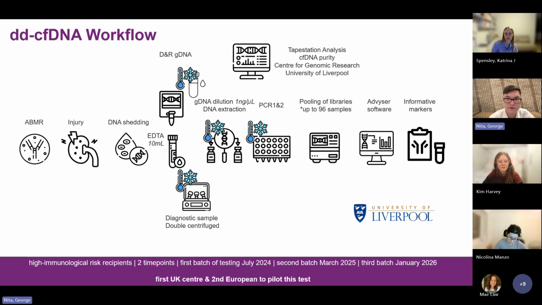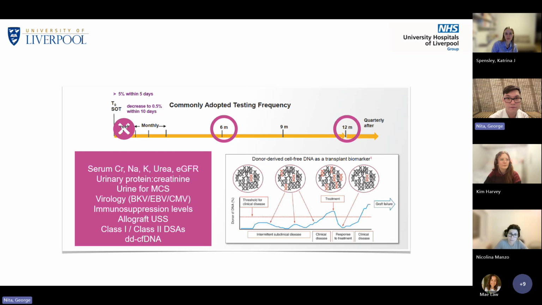And you can see these little snowflakes. Those are points where you can freeze everything just to optimize reagent usage. And we've been the first center in the UK to pilot this, and the second in Europe after Switzerland. And I'm just getting ready to test the third batch of patients middle of January. And what we've noticed so far is pretty much in line with the literature.